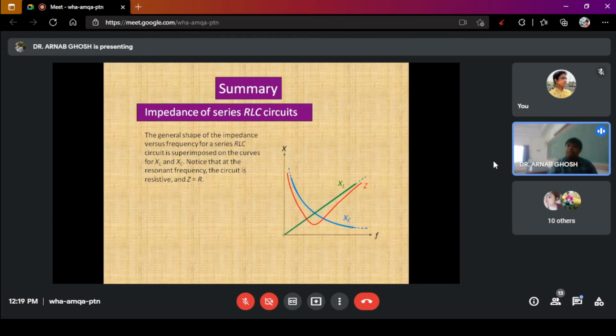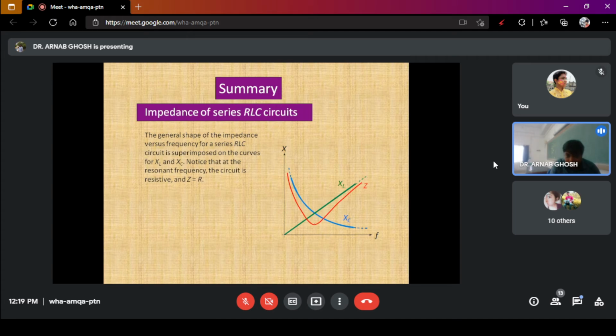General shape of the impedance versus frequency curve. So you have already studied the XL and XC curve, right? Here, please add this impedance characteristic to that curve.